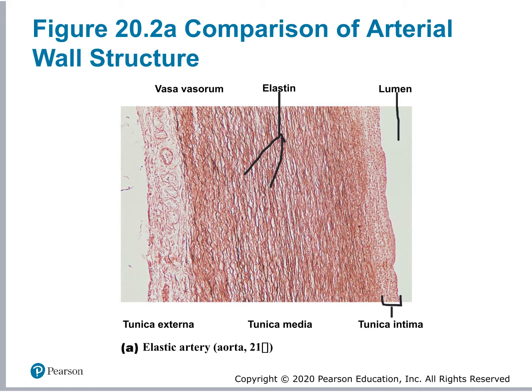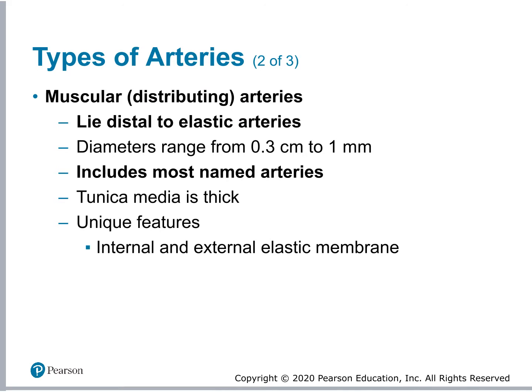So the tunica media is going to be this thickest layer right here. And then the layer on the outside is the tunica externa. Since this is a large vessel, it also has the vasa vasorum, the blood vessels in the outer layer of the blood vessel. And then we have the muscular arteries.